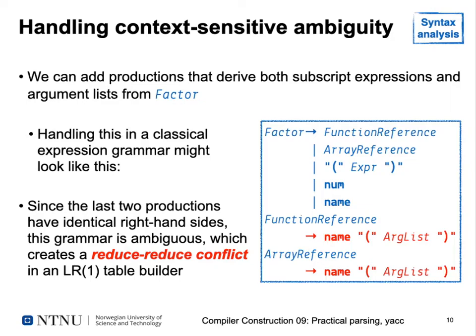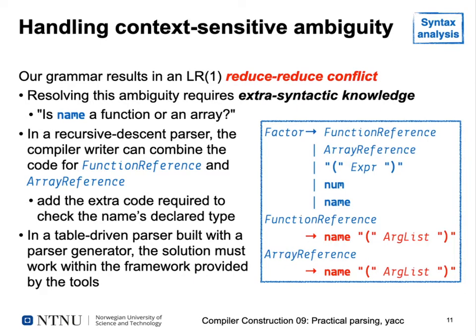And if you remember our previous lecture, you've seen this is a problem for our parser. This problem occurs because these 2 final productions here for function reference and array reference have identical right-hand sides. So this means our grammar is ambiguous, so our bottom-up parser, or our LR(1) table builder here to create a bottom-up parser, would then have a reduce conflict because it doesn't have any additional information to choose between reducing this one here to a function reference or to an array reference. So to resolve this ambiguity, we need extra syntactic knowledge.